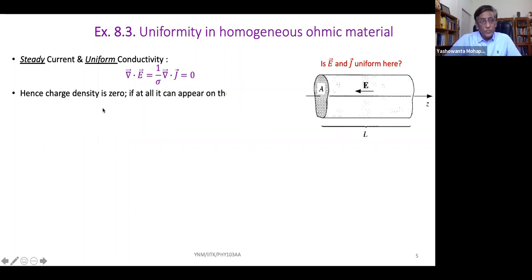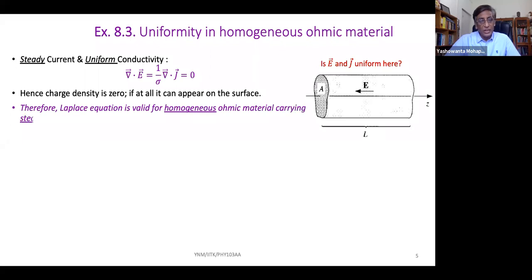But it can appear at the surface. The only thing it says is that there is no volume charge if the conductor is uniform and if there is a steady current flowing in it. Therefore we can say that the Laplace equation is valid for a homogeneous ohmic material carrying steady current. And so what about boundary conditions? I know the Laplace equation is valid in the body, in the region of interest, but the boundary conditions?